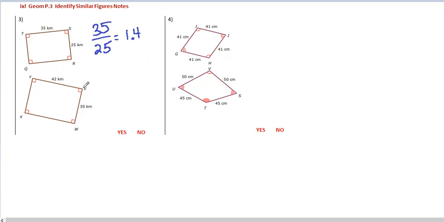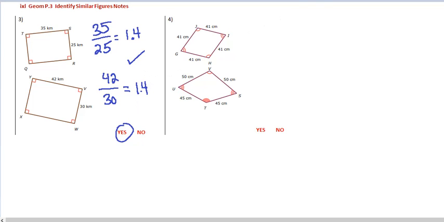Then you check this one. So here we went from the larger side to the smaller side, so you need to do the same thing with this one. The larger side, you can't mix them up because you're going to get different numbers. If you're going from larger to smaller, it's got to be larger to smaller. And then when I divide that, I get the exact same thing, 1.4. So I can say that, yes, these are similar figures.